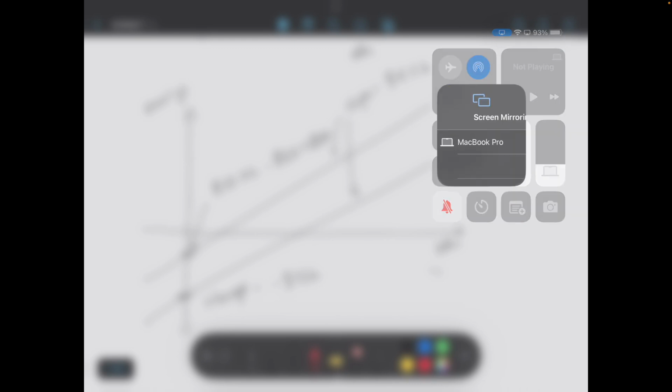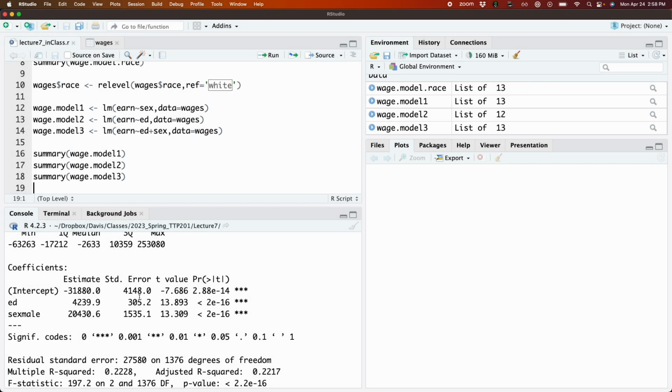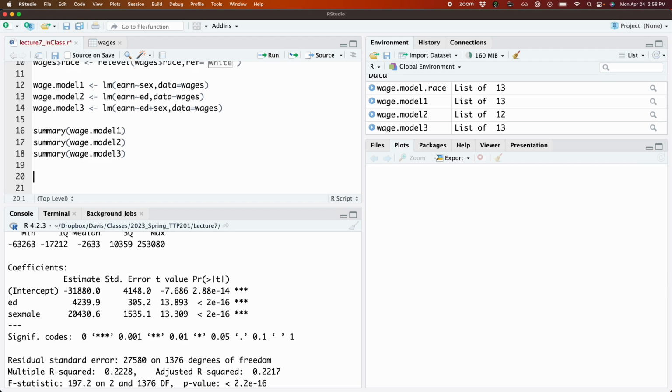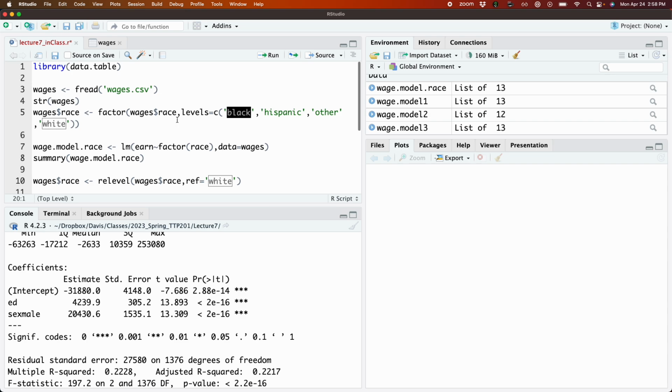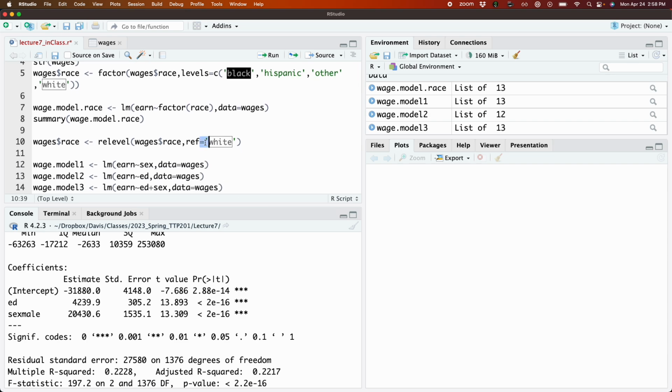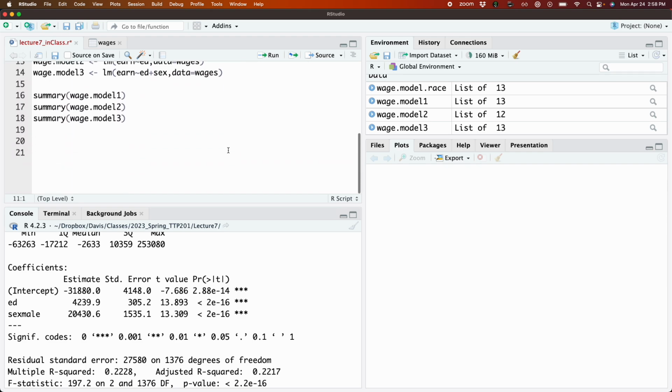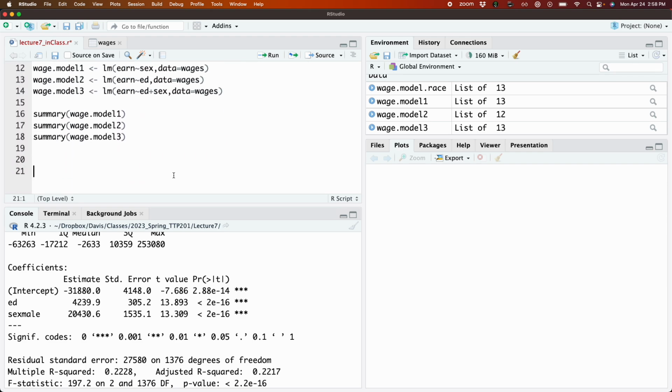Can I ask a question? Yes, go ahead. When you run the model, ed plus sex, why does it automatically give you males? Because females come first in the alphabet. Can you force it? You can re-level the factors if you want. We did that with race. I couldn't do it within the model itself and say sex and then select. There's probably a way to do that, but I don't know how.